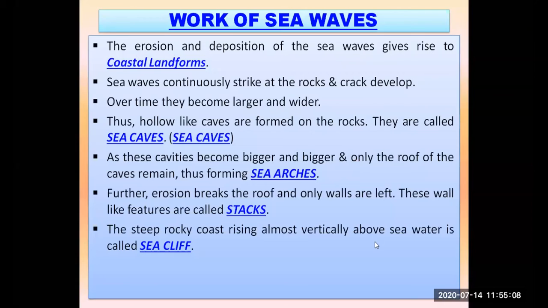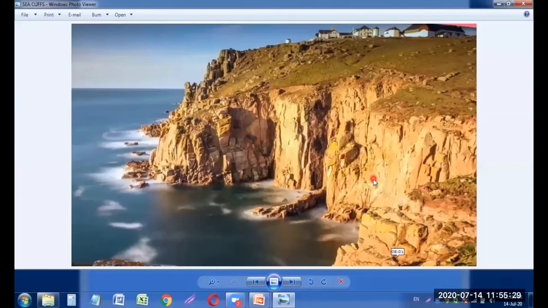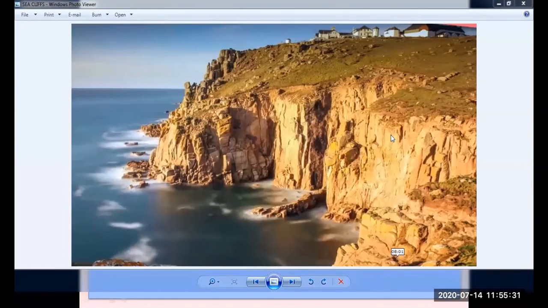Now let me show you the sea cliff also. The steep rocky coast rising almost vertically, that I have shown you in the video also. When those steep rocky coasts rise vertically above sea water, they are known as sea cliffs. Let me show you that also, my dear students. You can see the sea cliff here in the video. This is known as a sea cliff because the rocks are rising vertically.